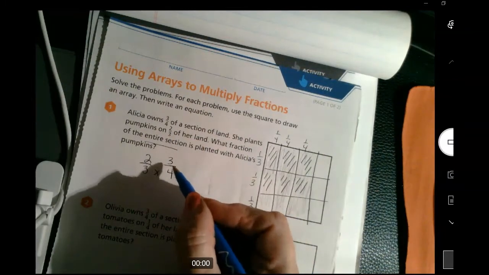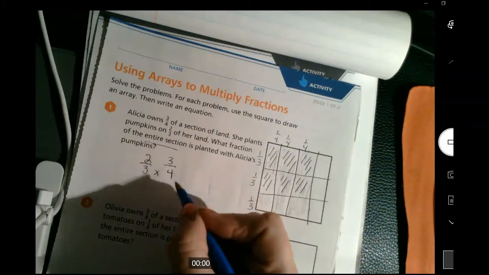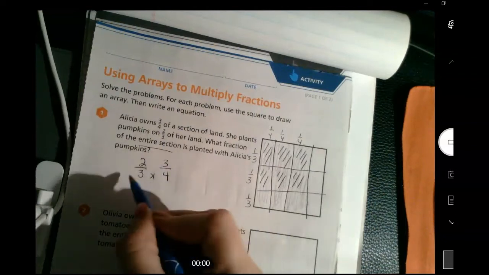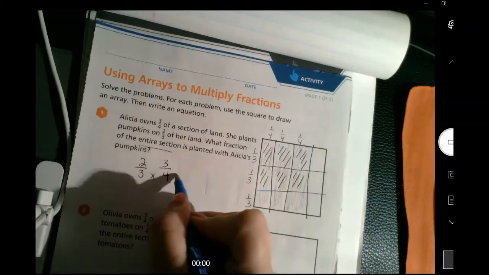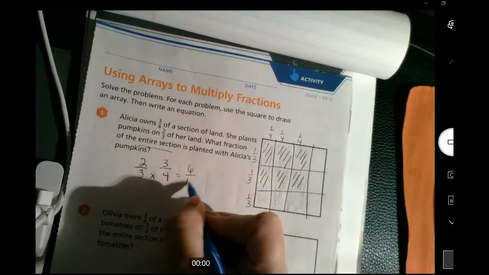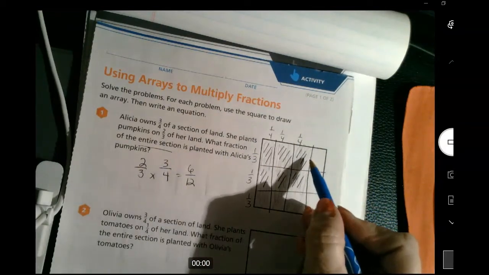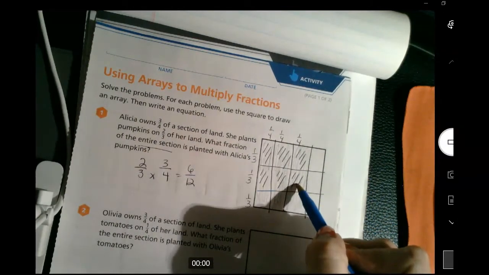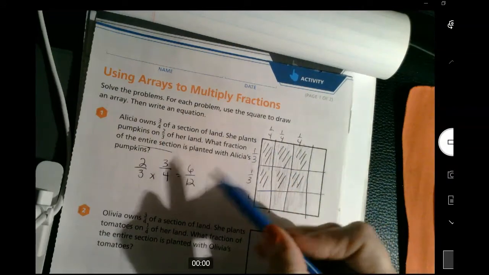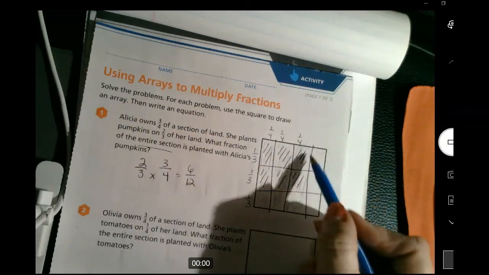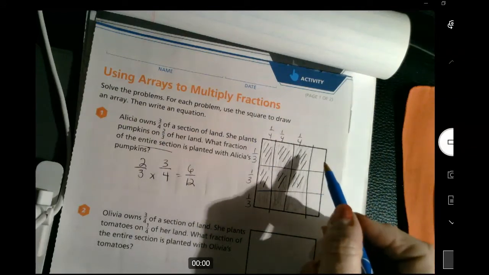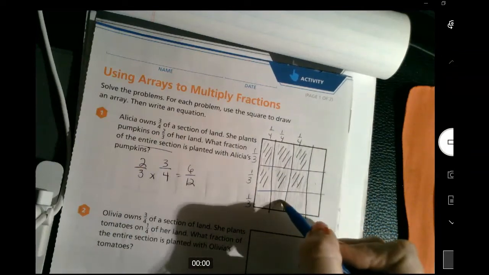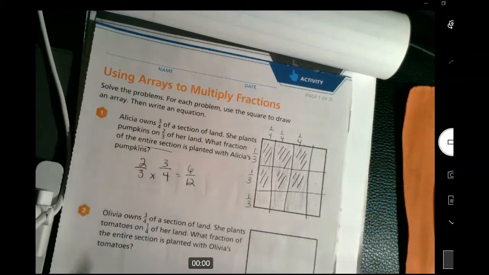So you learned yesterday the rule for multiplying fractions, which is really the easiest thing to do with fractions, because you just multiply the numerators and the denominators. 2 times 3 is 6, and 3 times 4 is 12. Now I'm going to make sure that my representation matches the answer. Are there 6 sections colored in to represent the pumpkins? Yes. The denominator is always how many sections would be in the whole thing, not just the part she owns. 1, 2, 3, 4, 5, 6, 7, 8, 9, 10, 11, 12, and it's a 4 by 3, so I know that's correct.